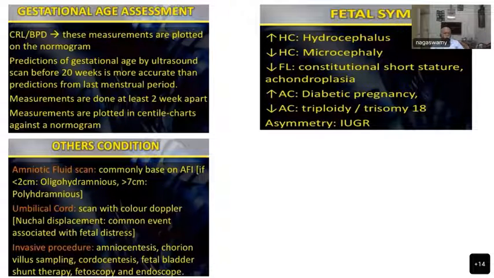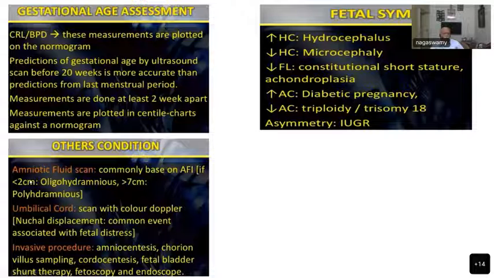The other investigation is the amniotic fluid scan, which is called the amniotic fluid index. If it is less than 2 centimeters, it is oligohydramnios; more than 7, polyhydramnios. So the range should be between 2 and 7.